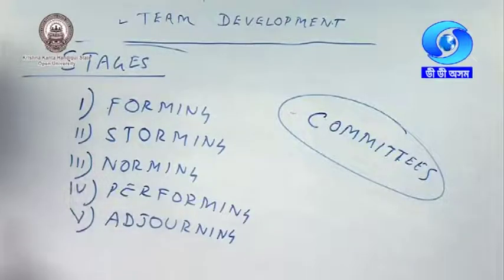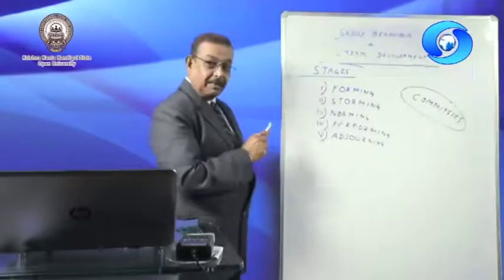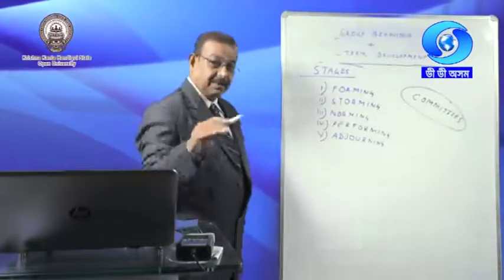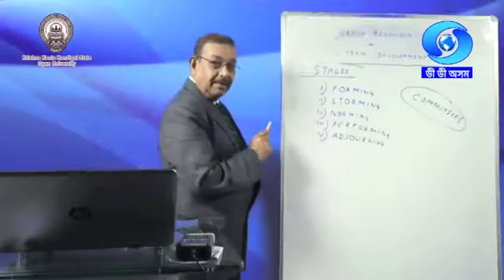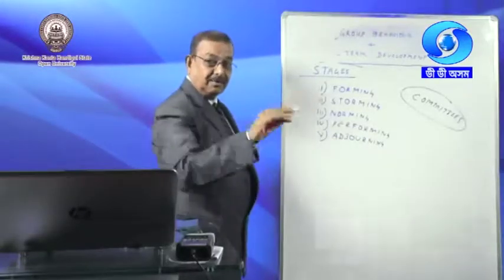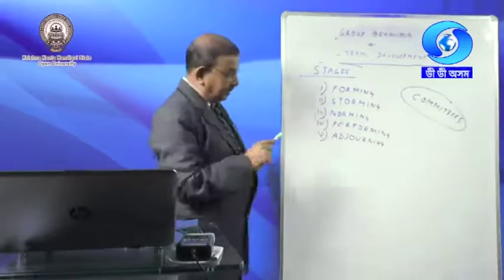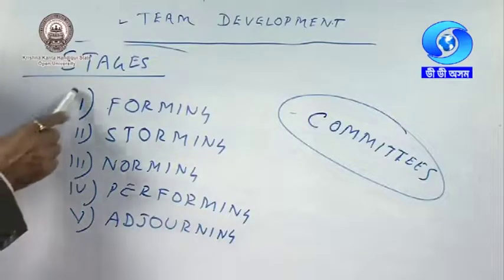Then the committee will start performing. When the committee starts performing, they will discuss among themselves: are we moving in the right track? Whether all the things have been considered. Then a time will come when that committee will have to be dissolved because we do not need this committee. Or maybe we may think about forming a new committee. That is the fifth stage. So that's the life of a committee.